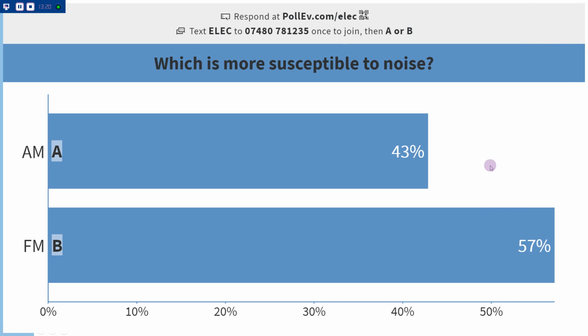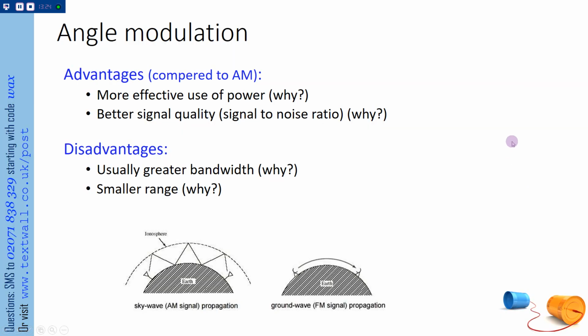I guess 57% of you don't believe me. So angle modulation, that's what we mean when we say FM. It's a form of angle modulation. So these are some of the advantages and some of the disadvantages.